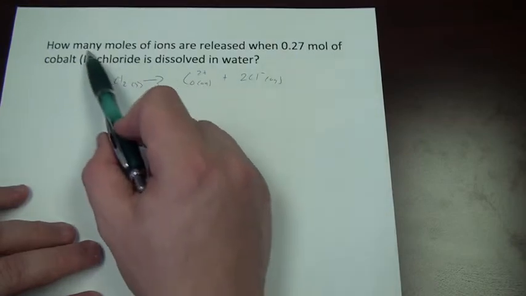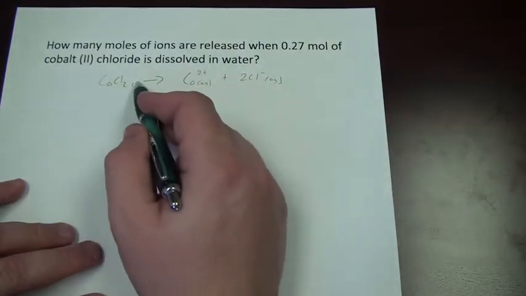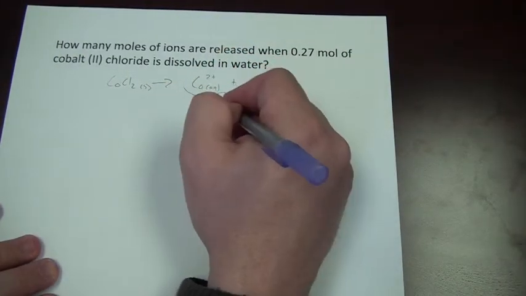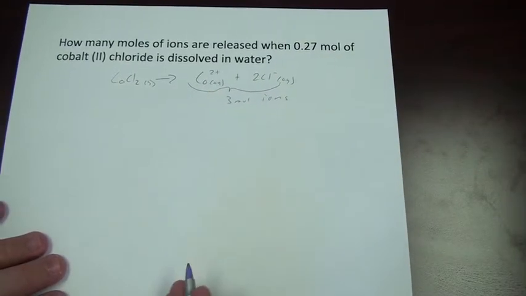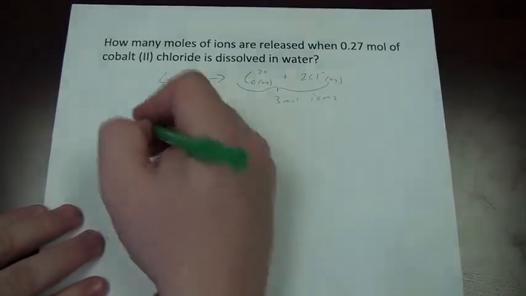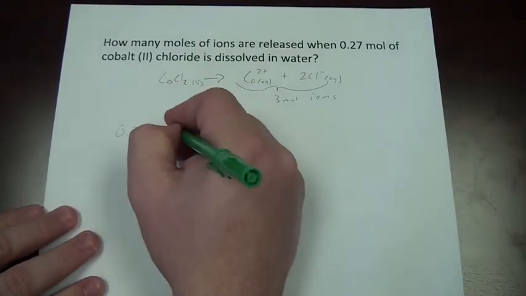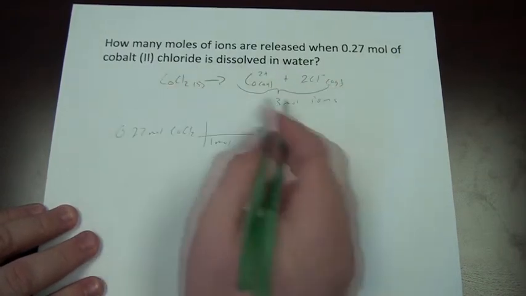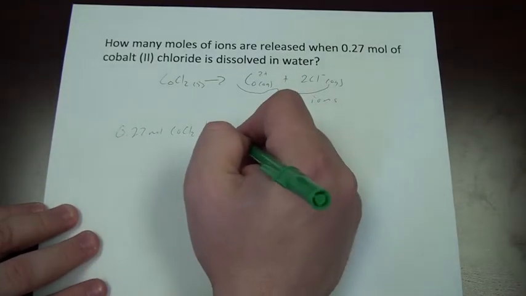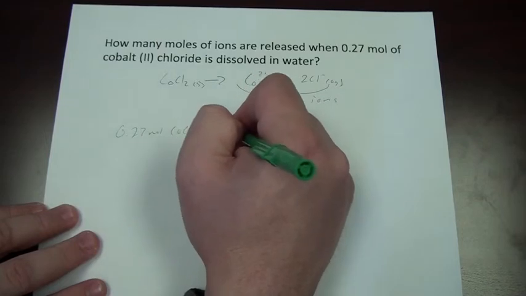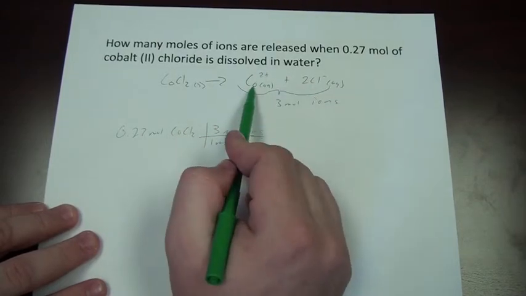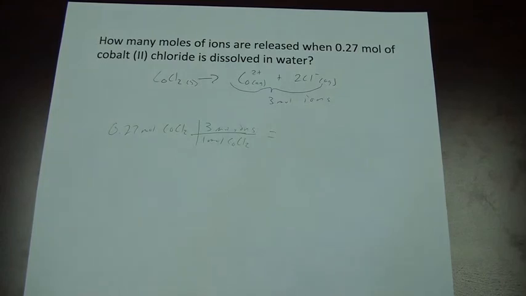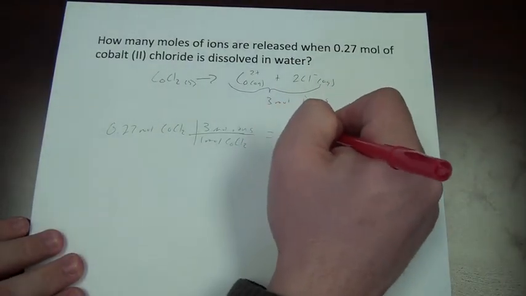So if we look at the total number of ions in solution, for every 1 mole of this we react, we are going to produce 3 moles of ions. So if we have 0.27 moles of CoCl2, for every 1 mole of CoCl2, we get 3 moles of ions: 1 mole of Co2+ and 2 moles of Cl-, which is going to equal, again we have two significant digits, so 0.81 moles.